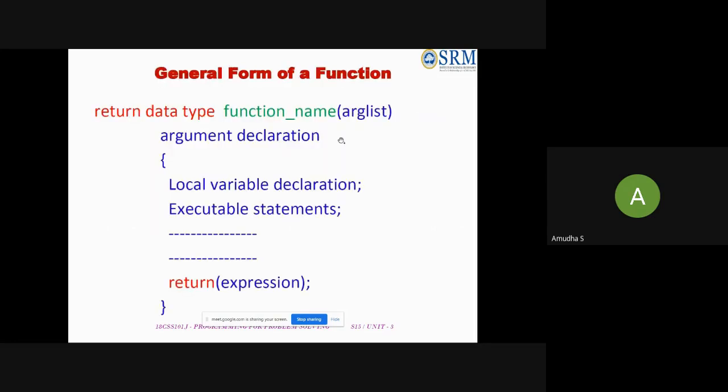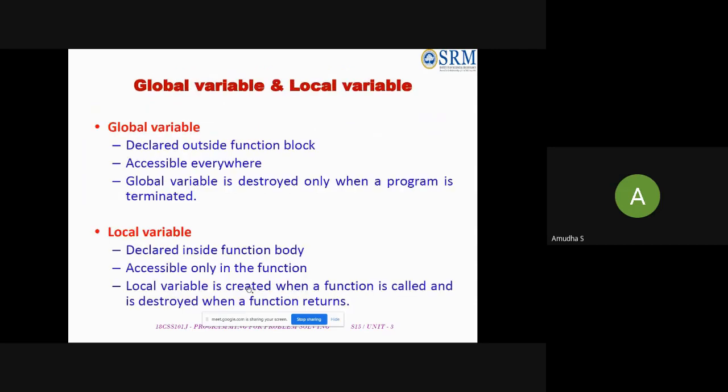So the general form of a function is return type, function name, argument list. Then various declarations, global declaration and local declaration, then various executable statement blocks, then the return statement. And I told two types of declaration, local declaration and global declaration. Consider the same program again.